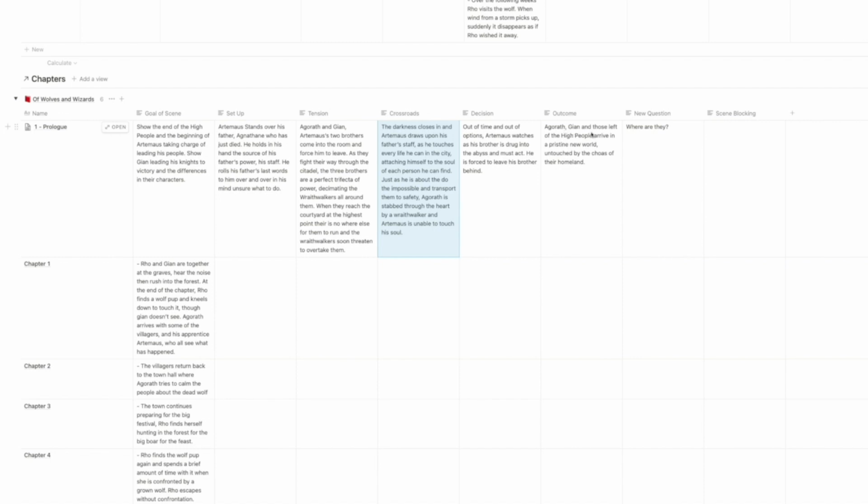Artemis and Gaian and those left of the high people arrive in a pristine new world untouched by the chaos of their homeland. And then the new question is, where are they? I think this is a super strong prologue. It sets up a lot of grief for all the characters. It sets up a lot of expectation, but it also sets up some questions. And some ways we can tie things back to the beginning.